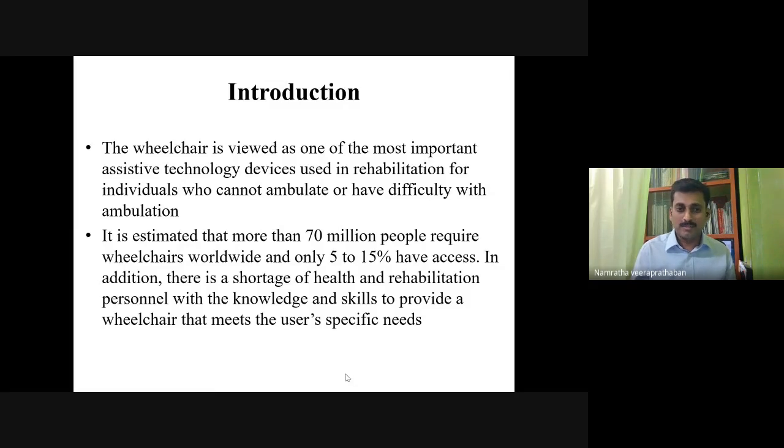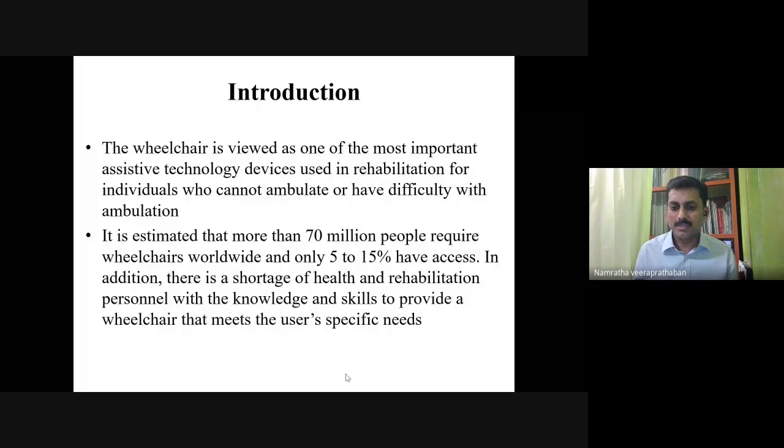In addition to that, there is a shortage of rehabilitation personnel who have the knowledge and skills to provide a wheelchair that meets the user-specific needs. So this is huge in number, and as OTs, we're supposed to gain awareness about seating and mobility to serve this much of the population in the near future.